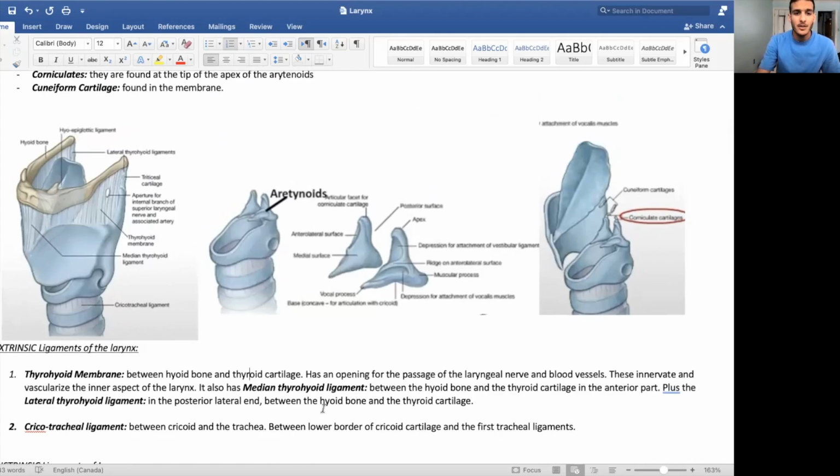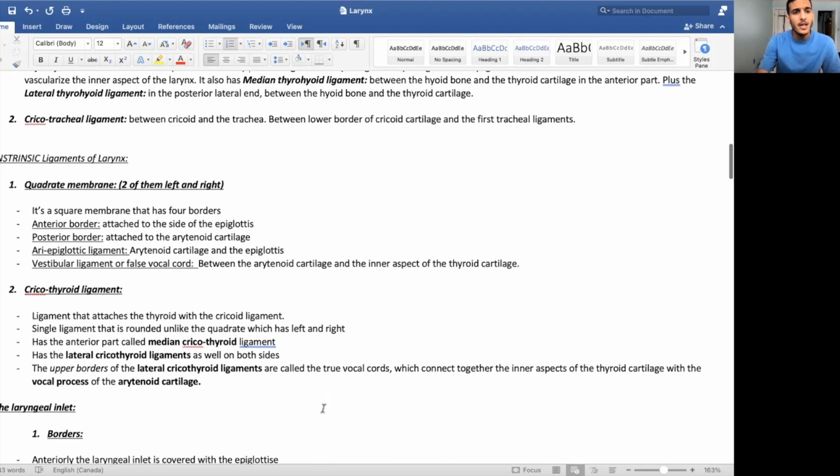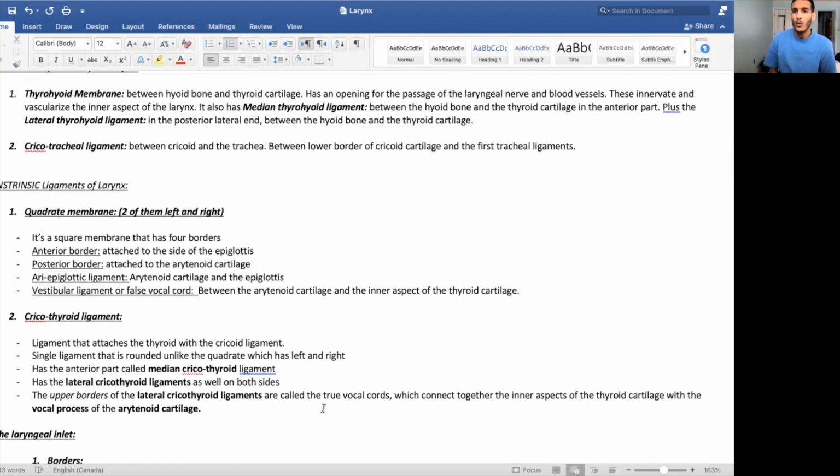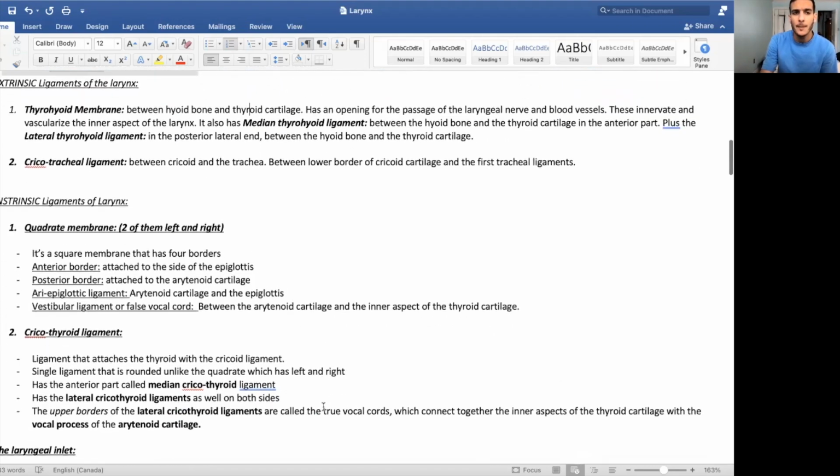Now we're going to talk about the ligaments found on the inside, the intrinsic ligaments. I warn you right here, it may be confusing to study those, especially the quadrate membrane, but once you get it, it's easy. The main tip to always understand structures is to look at pictures and understand how they're situated. Intrinsic ligaments are found on the inside of the larynx and help connect structures together and allow them to function in a stable manner. The quadrate membrane is the first intrinsic ligament we're going to talk about.